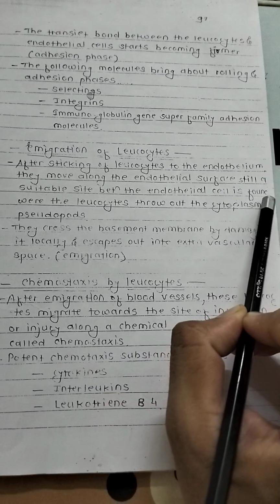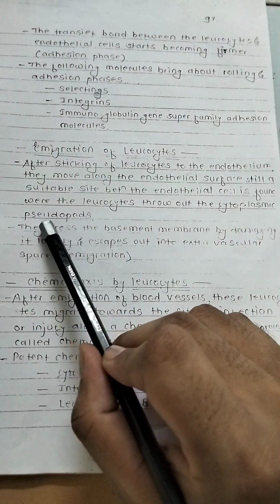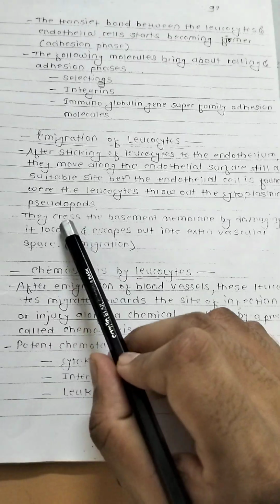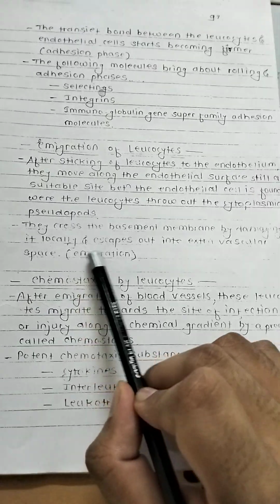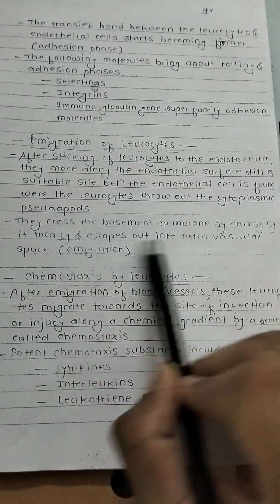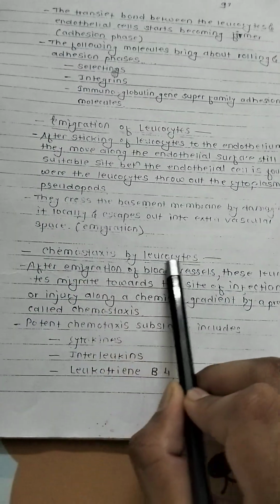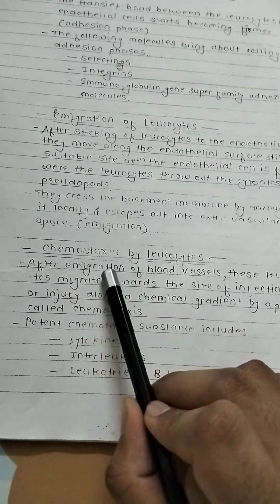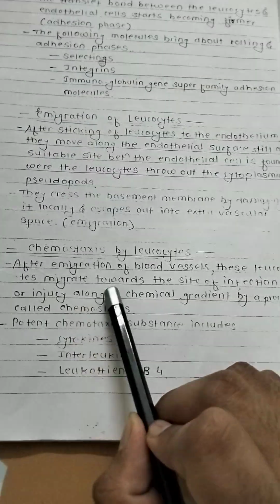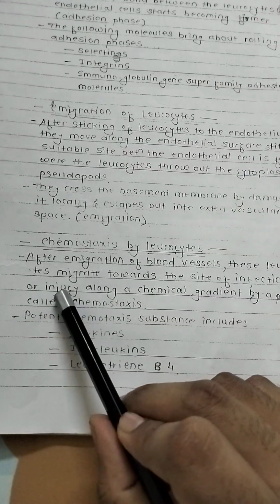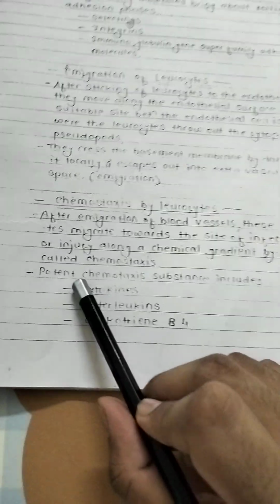between the endothelial cells is found, where the leukocyte throws out cytoplasmic pseudopods. These cross the basement membrane by damaging it locally, and escape out into the extravascular space. Chemotaxis of leukocytes: after migration out of the blood vessel, these leukocytes migrate toward the site of infection or injury along a chemical gradient by a process called chemotaxis.